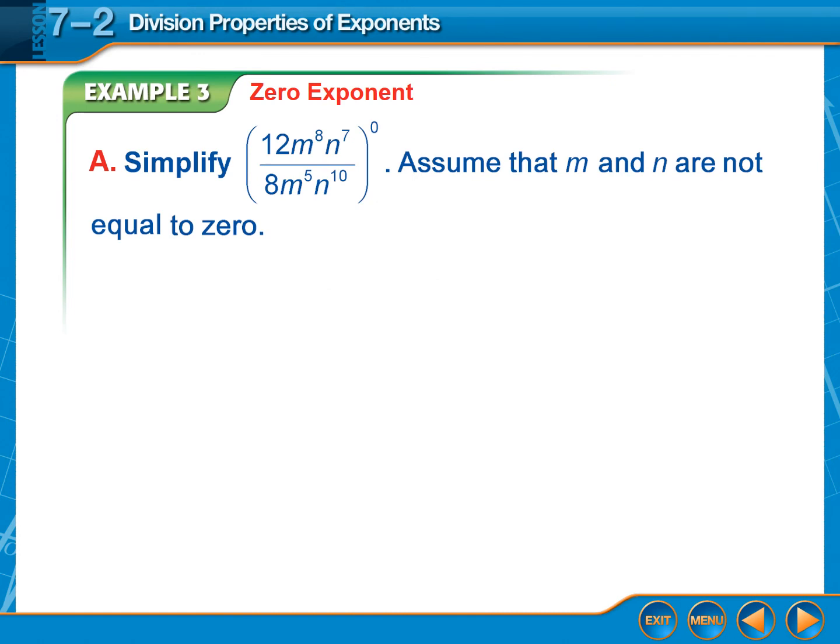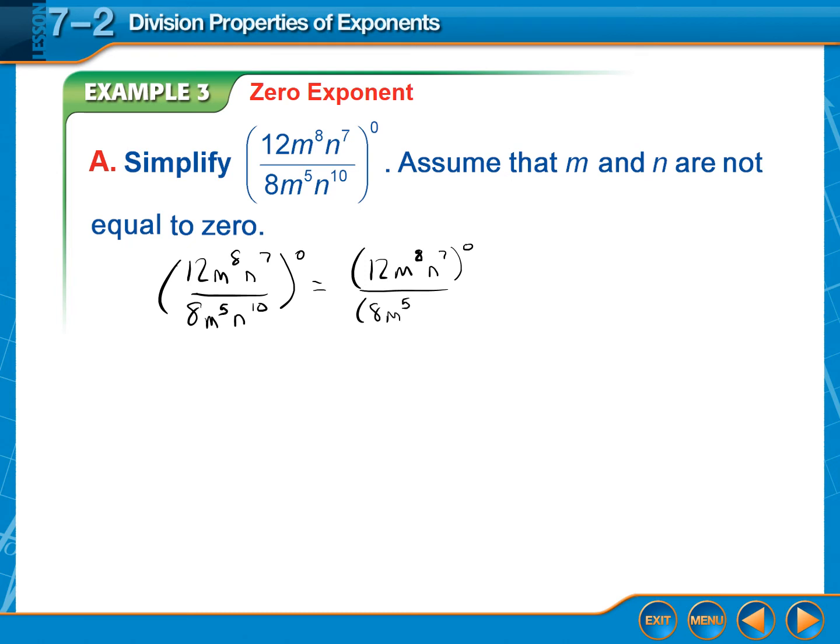So let's simplify this expression. 12m to the 8th n to the 7th over 8m to the 5th n to the 10th, the whole thing raised to the power of 0. Well, we know this is a fraction raised to a power, so that means the numerator could be raised to a power, 12m to the 8th n to the 7th raised to the power of 0. And the denominator, 8m to the 5th n to the 10th raised to the power of 0.